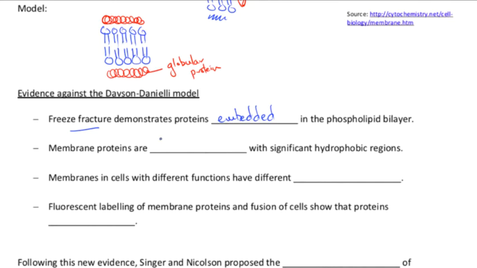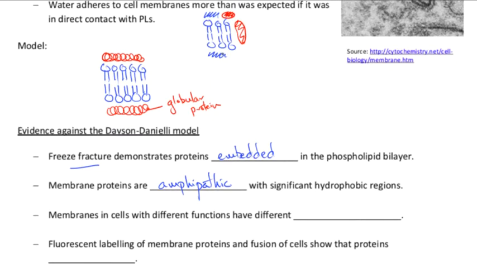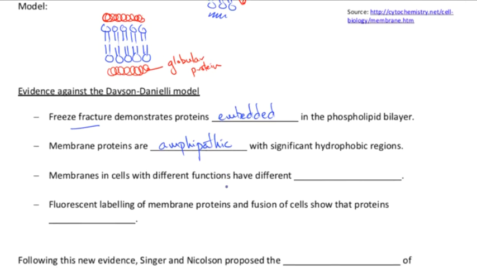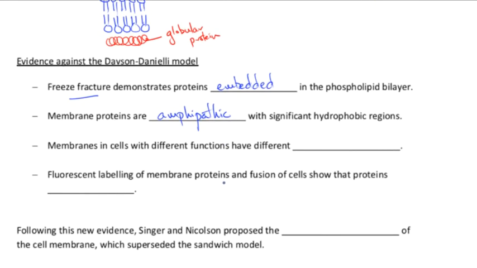Also, it was found that membrane proteins themselves are amphipathic. Remember, amphipathic means it has hydrophilic and hydrophobic regions. And again, that's not consistent with this model, because if the proteins were only on the outside, you'd expect them to be only hydrophilic, not hydrophobic. A hydrophobic protein, or hydrophobic region of a protein, implies that it's in a hydrophobic environment, like the middle of the bilayer here. So that's a second piece of information that doesn't fit with the Davson-Danielli sandwich model.